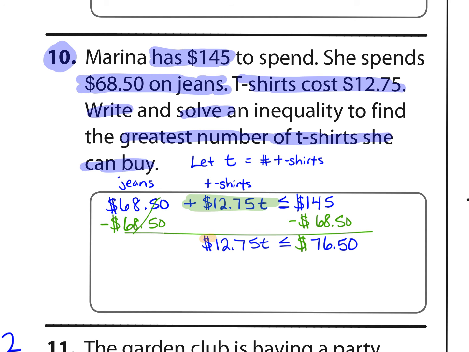Okay, so we know the cost that remains for all the t-shirts. Now, let's take the cost of each t-shirt and divide that on both sides so that we can get T, the number of t-shirts, by itself. Okay, it comes out to exactly 6. And since when we divided on both sides, we divided by a positive, the inequality symbol stays the same. And so she could buy less than or equal to 6 t-shirts. So the greatest number she can buy is 6 t-shirts.